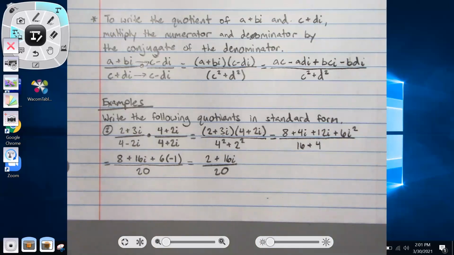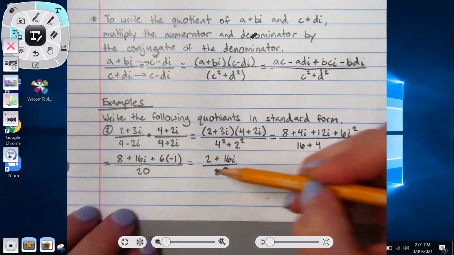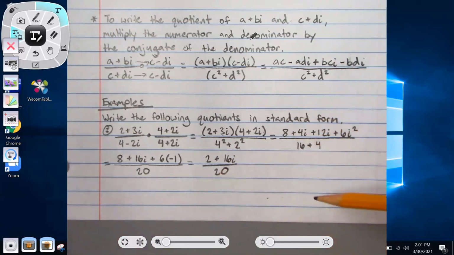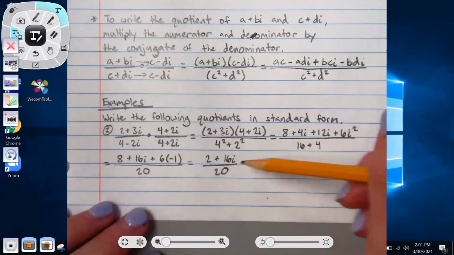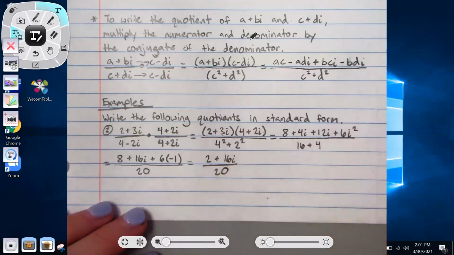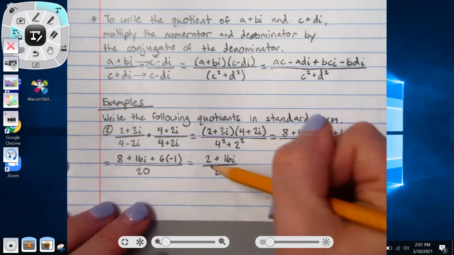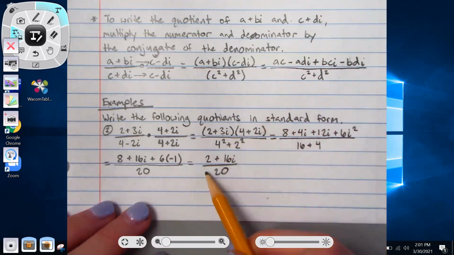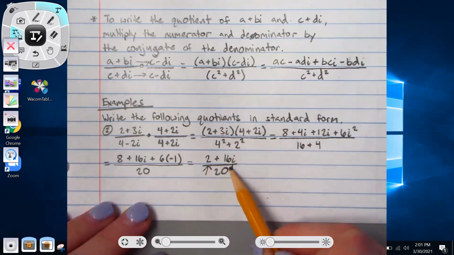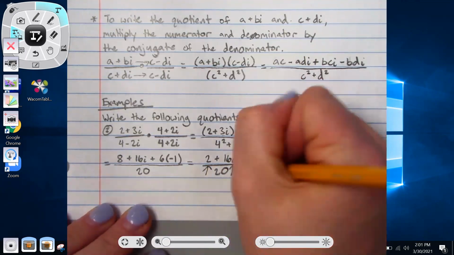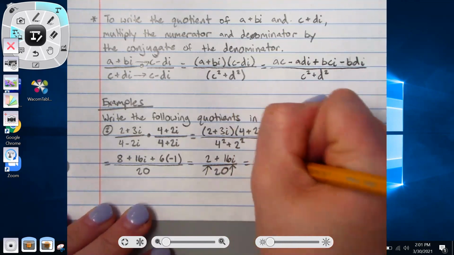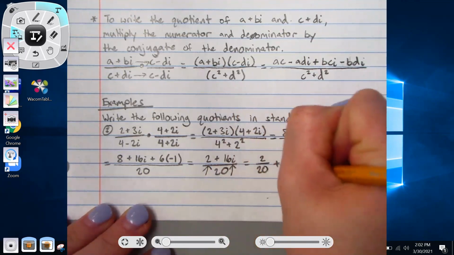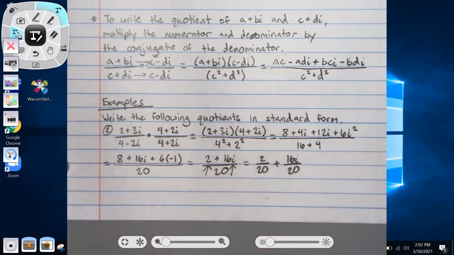Okay, so when we write this in standard form, we know in standard form a real number comes first and then an imaginary number. Right now, we still have a fraction and we don't want that in our answer. So we're going to split this up into 2 parts. All that means is we're going to divide the 2 by 20, and we're also going to divide the 16i by 20. So that looks like this. 2 over 20 plus 16i over 20. We're just dividing them separately.